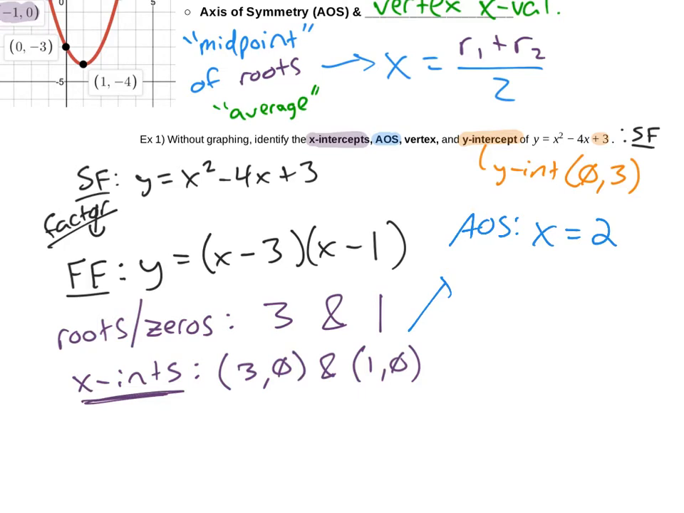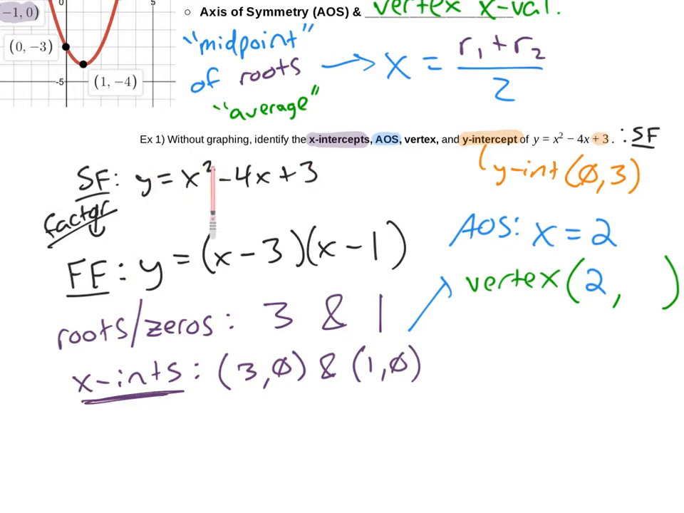Last thing to do is get our vertex. We know the x value is 2, same thing as the symmetry, but how are we going to get the y value? That's right, plug it in. So plug in the 2 into the equation. Now which one do we use? Factored form or standard form? Or does it matter? It does not matter. They should give us the same output.